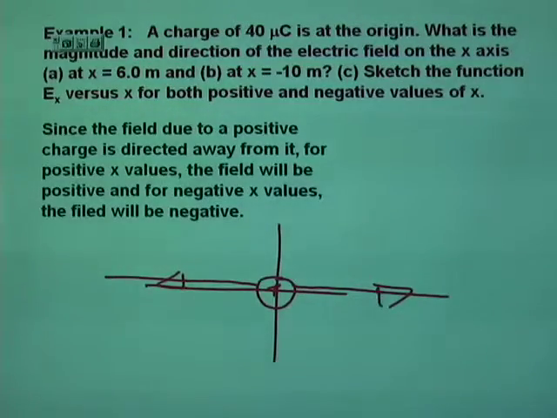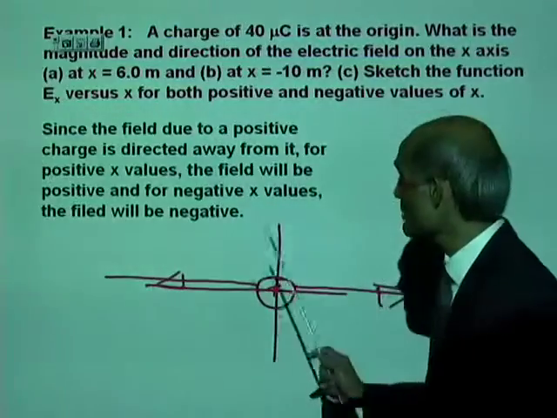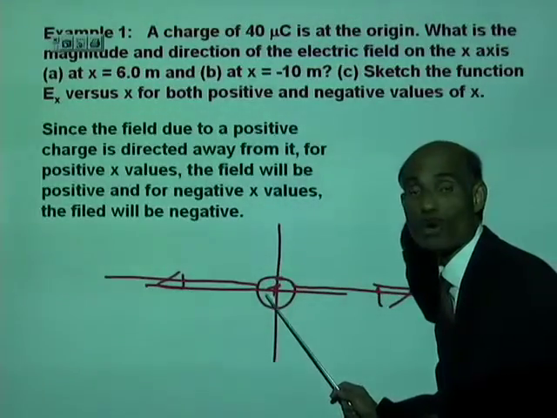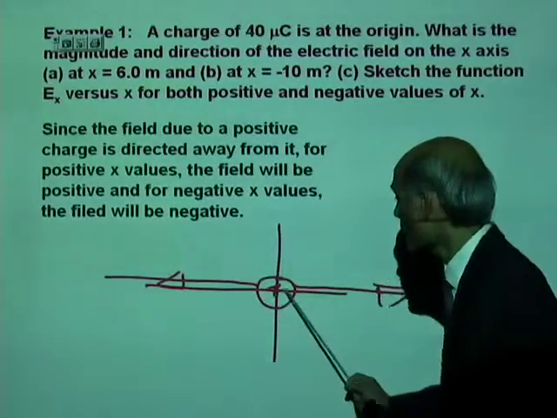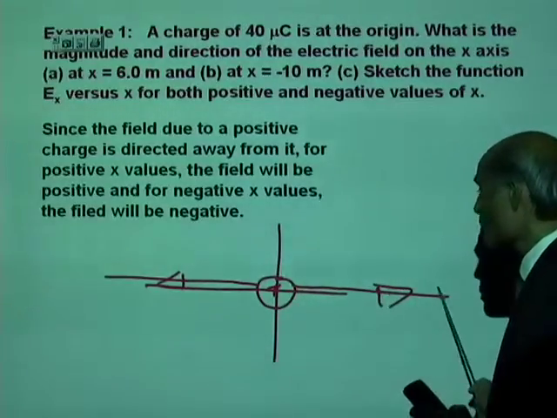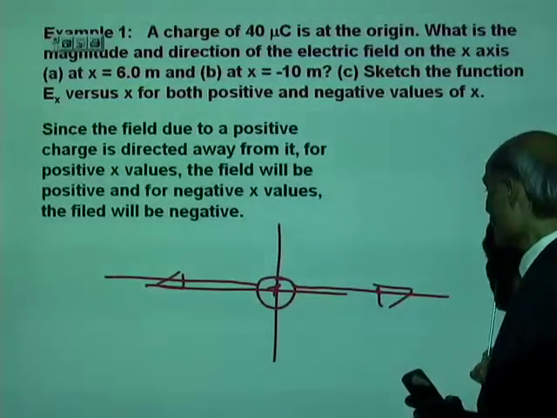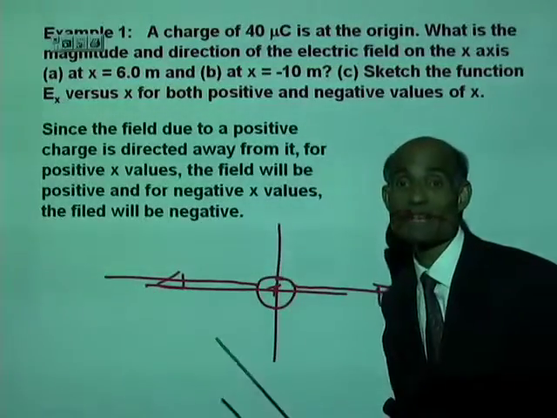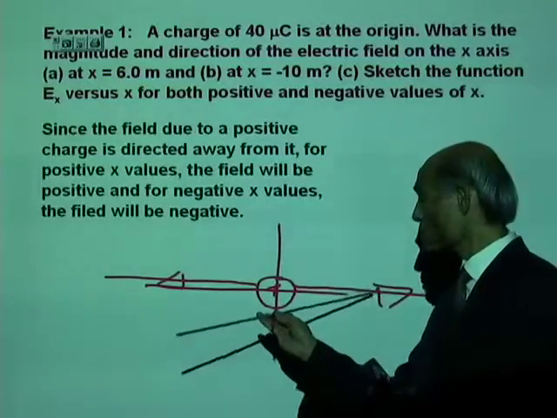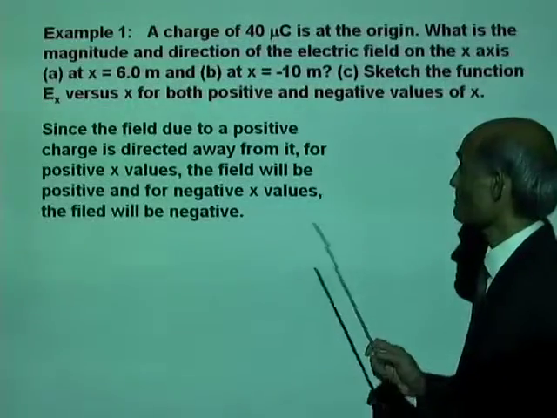the field to the left will be negative. I suppose that is not a difficult concept to understand, because the field lines due to a positive charge will all originate from it. The field lines will originate and go away. So on the right, the field lines are along the positive x-axis. On the left, they are along the negative x-axis. So if the field is positive on the right, the field is negative on the left.